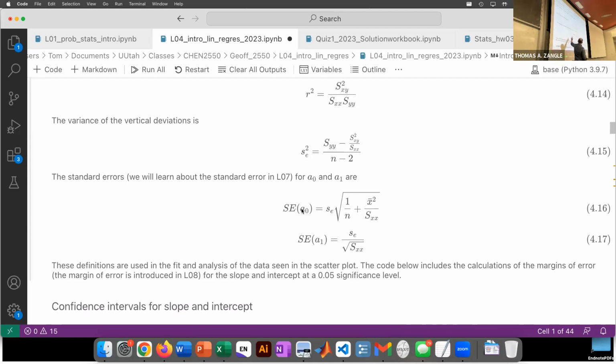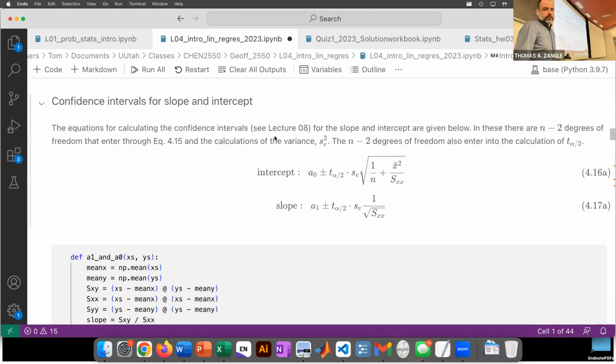We'll define the standard error more properly in lecture 7, but we can use these standard errors to do some additional analysis of our fit and check confidence intervals on our fit in the code that we're just about to look at. For now, we can think of these standard errors as telling us about the expected spread, or expected uncertainty, in the parameters A0 and A1.